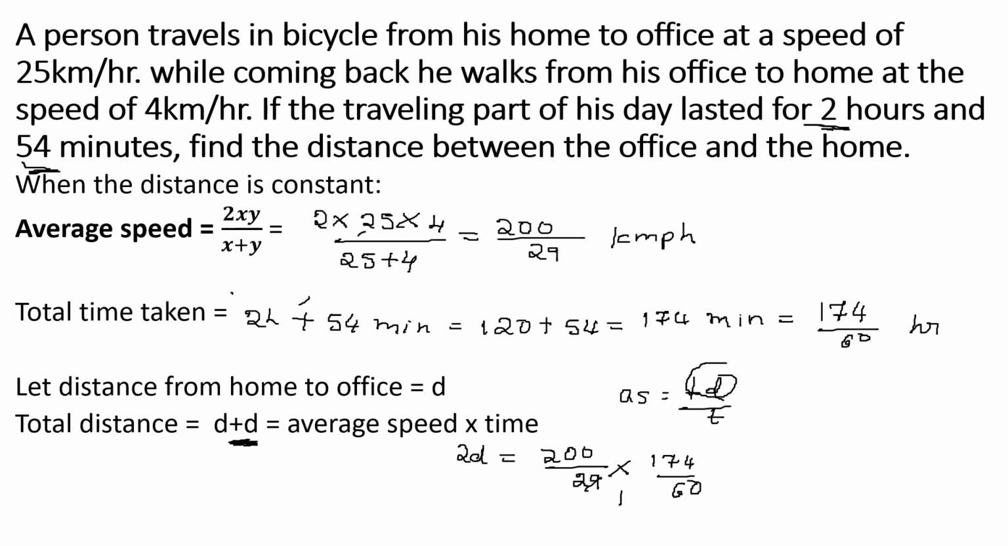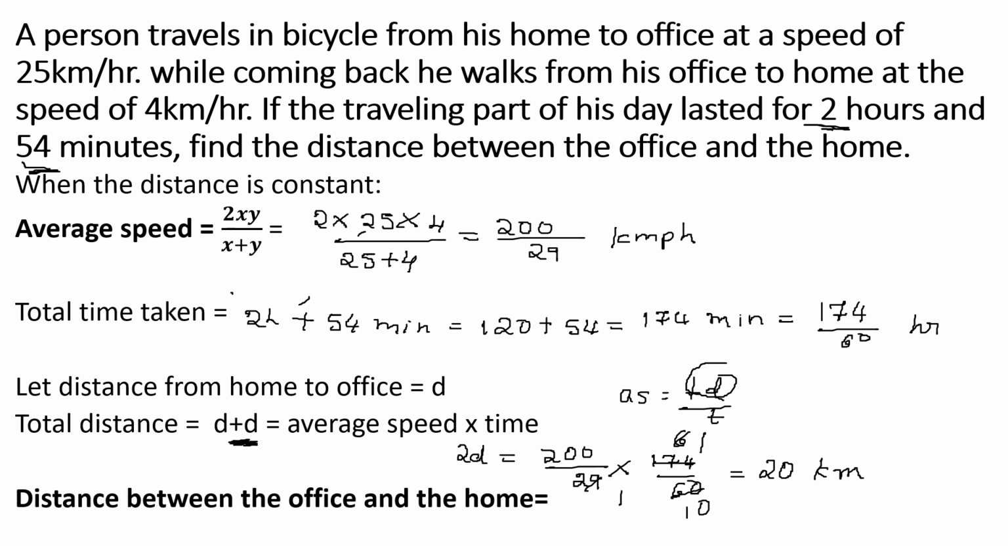This cancels 29 and 6: 29 sixes are 174, 6 tens are 60, so 200 divided by 10, that is 20 kilometers. This is the total distance, home to office, office to home. So 2d is 20. So what is d then? The distance between office and home will be only d. So d will be 20 divided by 2, that is 10 kilometers. So d, the distance from office to home, is 10 km.